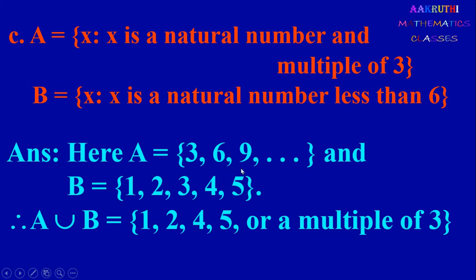So next, what is the intersection? What is the common element here? So the common element is 3 only. Therefore, A intersection B is {3}.